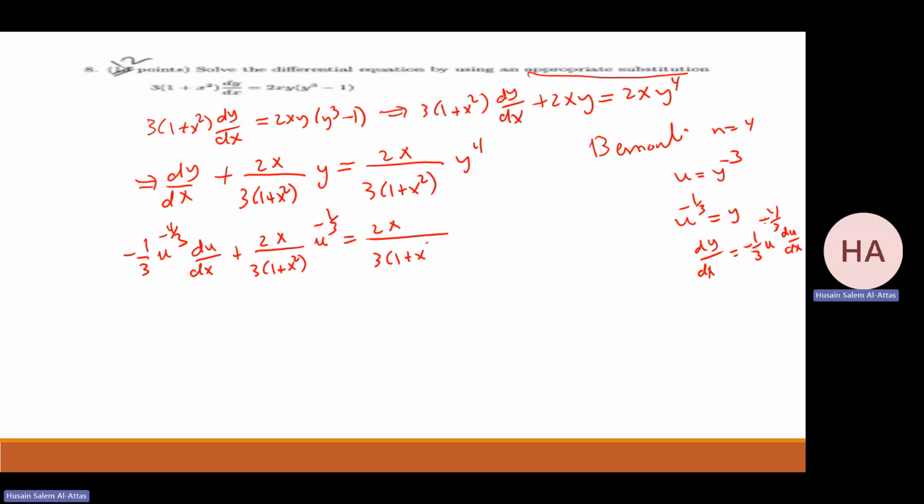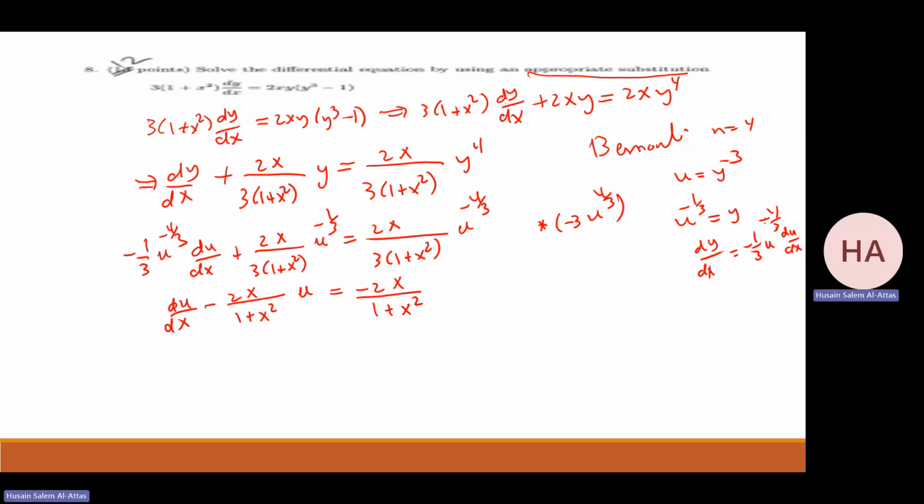Three, 1 plus x squared, u to the minus 4 over 3. I need to multiply by minus 3, u to the 4 over 3. What you will get is du over dx minus 2x over 1 plus x squared u, that should equal minus 2x over 1 plus x squared. And that is linear.